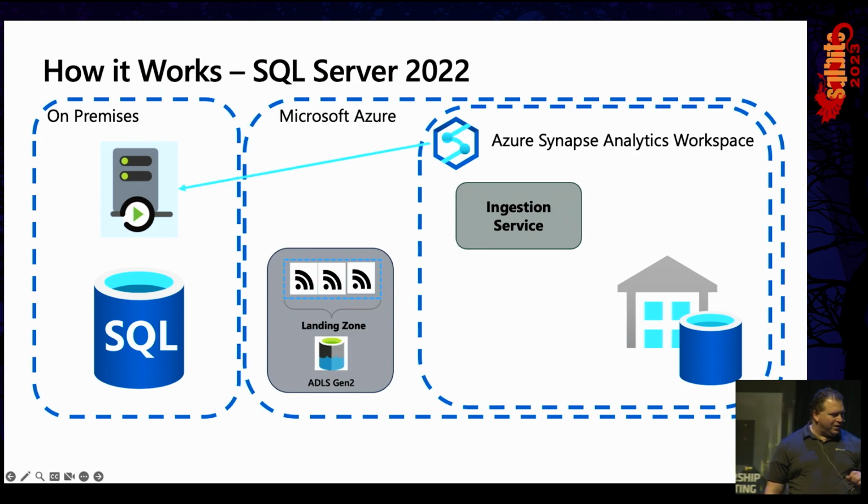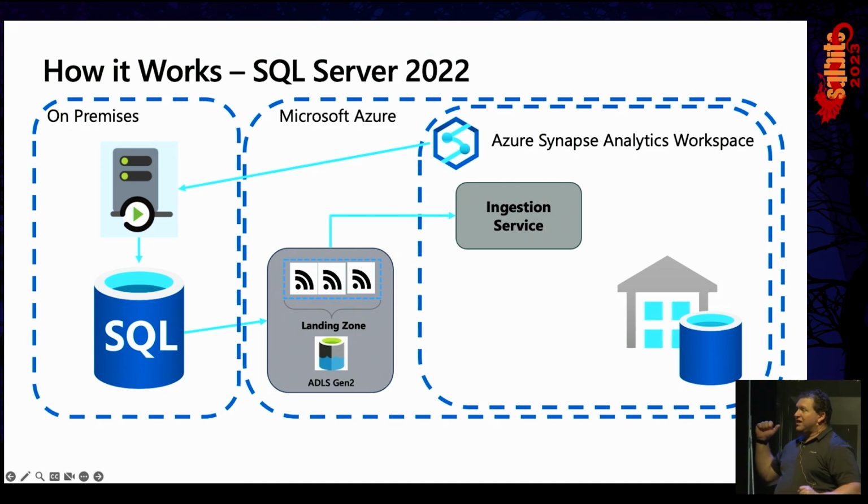All right, so we can walk through the animation, the rest of it. So we've got Synapse calling out to the self-hosted integration runtime, telling SQL Server, I want to replicate this data. SQL Server pushes that data to the landing zone. The ingestion service picks that data out of the landing zone and puts it into your dedicated SQL pool.